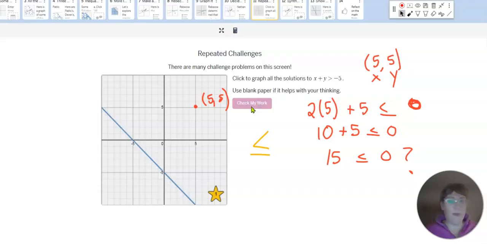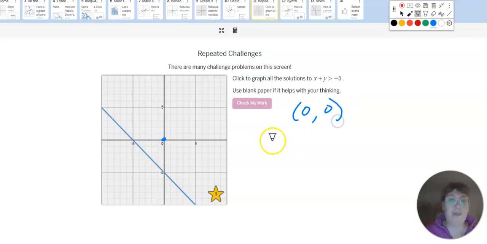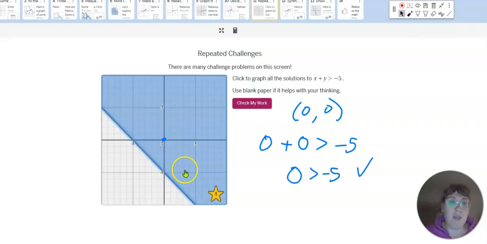Let's try another. So we have x plus y greater than negative 5. So for this one, we can use 0, 0 to test it. So 0 plus 0 for x and y greater than negative 5. 0 plus 0 is 0, and that is bigger than negative 5. It's a true statement, so we want to shade that part.